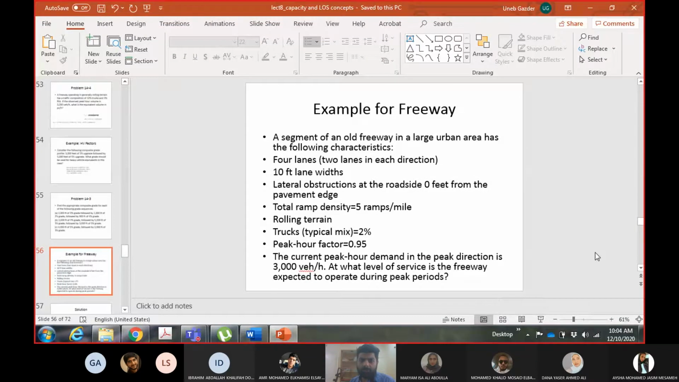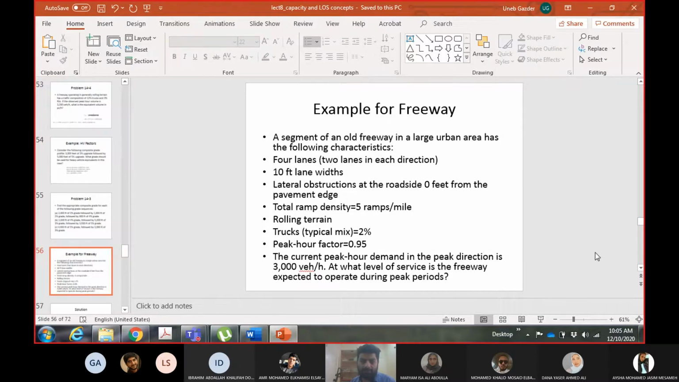The first one is for a freeway segment for an urban area. There are 4 lanes, 10 feet lane widths, lateral obstruction at 0 feet from the pavement edge, total ramp density 5 ramps per mile, rolling terrain, trucks, typical mix, the default mix which I told you. The default mix is 70% SUT and 30% trailer trucks. This is the typical or default mix. Peak hour factor 0.95. The demand in the peak hour is 3000 vehicles per hour, and we have to find out the level of service expected to operate during the peak hours.